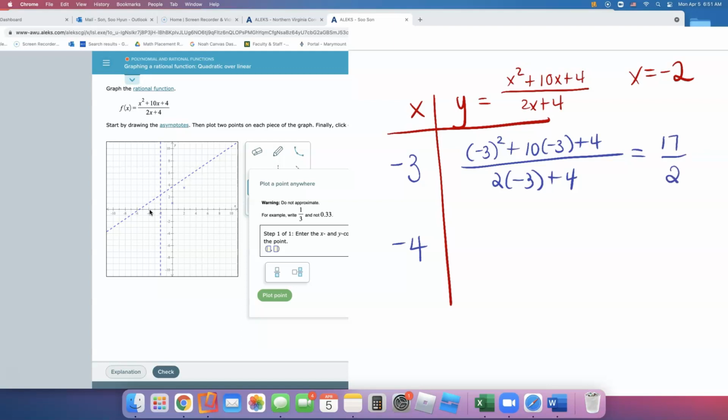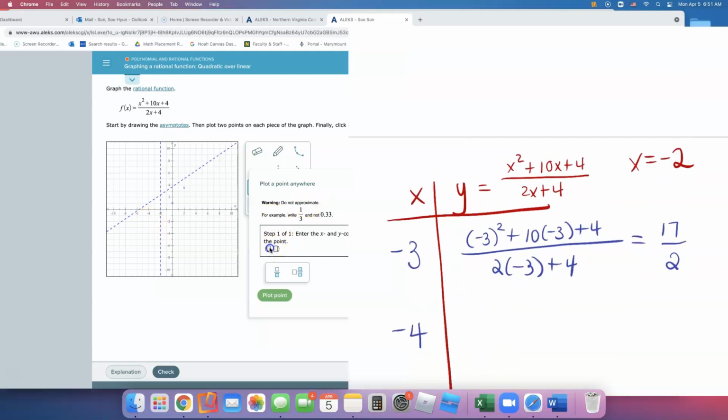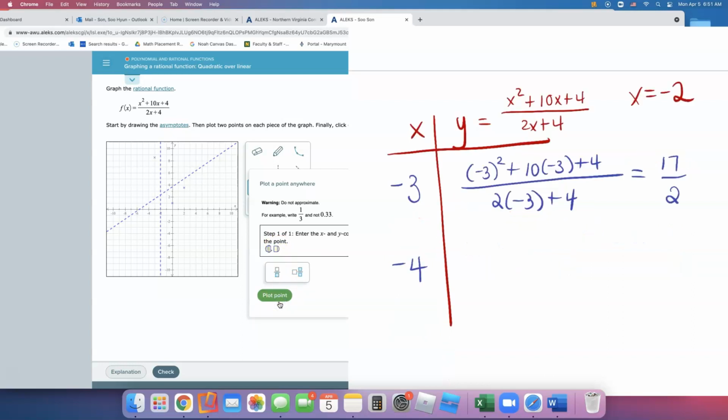I like how ALEKS has this one tool for me. Plot a point anywhere. So I can type in negative 3 and the other fraction is 17 over 2. Plot that for me. It's up there. Okay, I need one more. So I need exactly the same, but I'm just gonna plug in negative 4 this time.